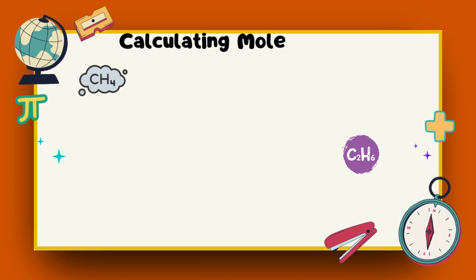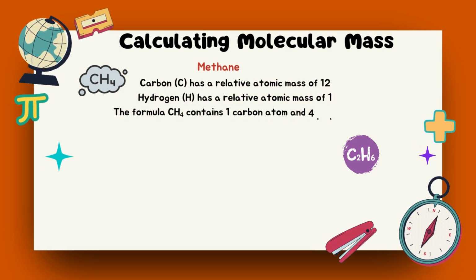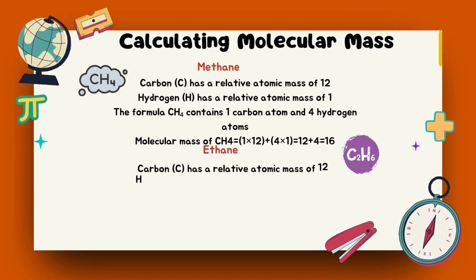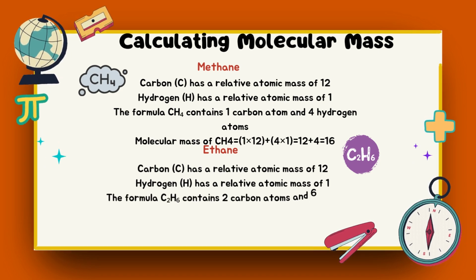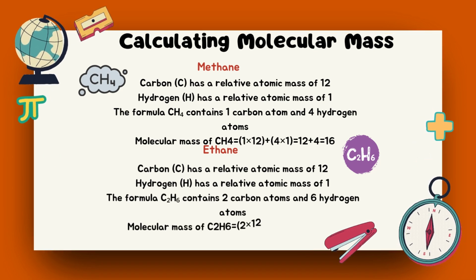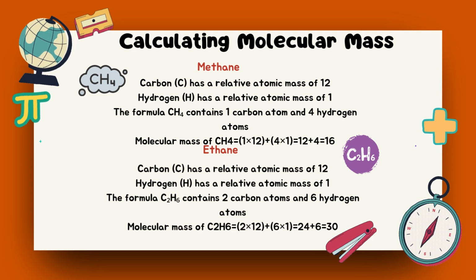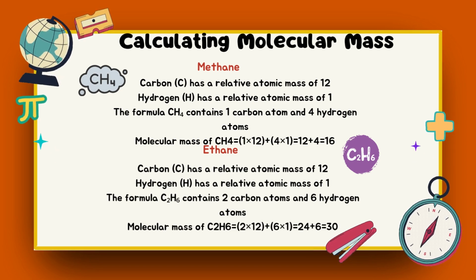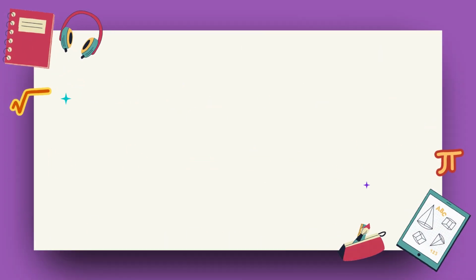Let's calculate the molecular mass of methane and ethane, the more complicated compounds. In methane, the carbon mass is 12, hydrogen mass is 1, which we can see from the periodic table. The formula is CH4, 1 carbon and 4 hydrogen atoms. So we just did 1 into 12 for carbon, 4 into 1 for hydrogen, which makes total 16. In ethane, C2H6, for the carbons, it's 2 into 12. For hydrogen, it's 6 into 1, which makes total 30. I hope you guys are getting how to calculate the molecular mass. Just multiply the atomic mass with the number of atoms in the formula and add them together. That's it.